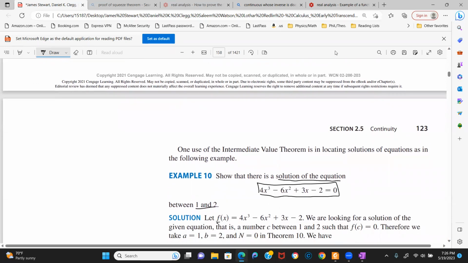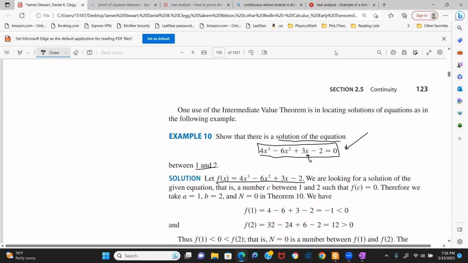You're going to define f to be this polynomial right here in this equation. And we want to rephrase this question differently. Looking for a solution to this equation between 1 and 2 is equivalent to finding a number c between 1 and 2 such that f of c is 0. So this is an equivalent way of understanding this question.